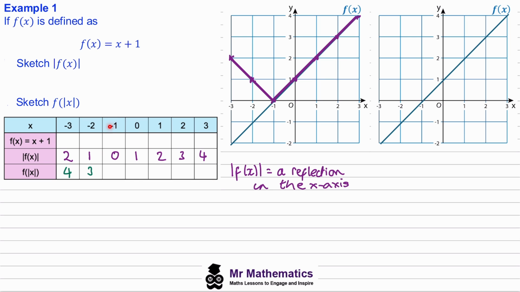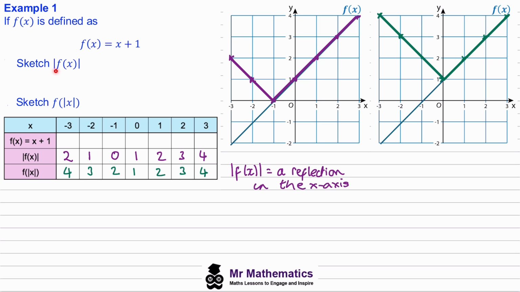So when we take the modulus of negative 1, we get positive 1, and 1 add 1 is 2. When x is 0, we just get 1. And when x is 1, this is already positive, so we just substitute this into here, and we get 2, and then 3, and 4. And now we can plot these points. So negative 3 and 4, negative 2 and positive 3, and we'll plot the rest of them, and then we'll sketch the graph.